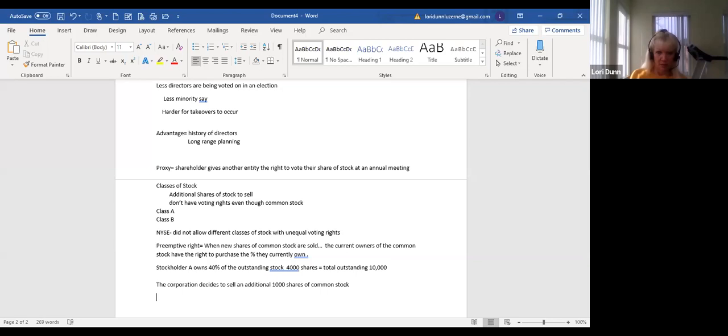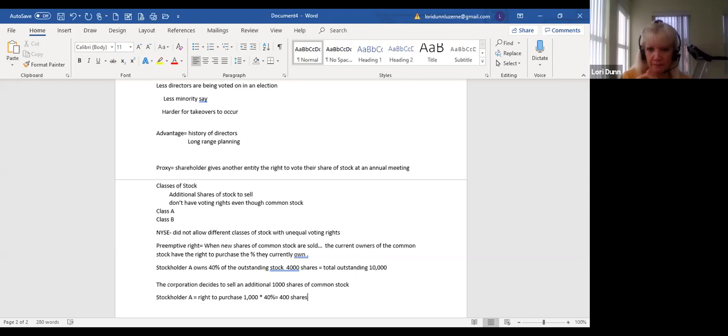The preemptive right says that the corporation should go to stockholder A and offer them the right to purchase 40% of those new shares of stock. So 1,000 times 40%, 400 shares. They don't have to, but they should be given the offer before anybody else buys any of those shares, to purchase 40% of them. Why?